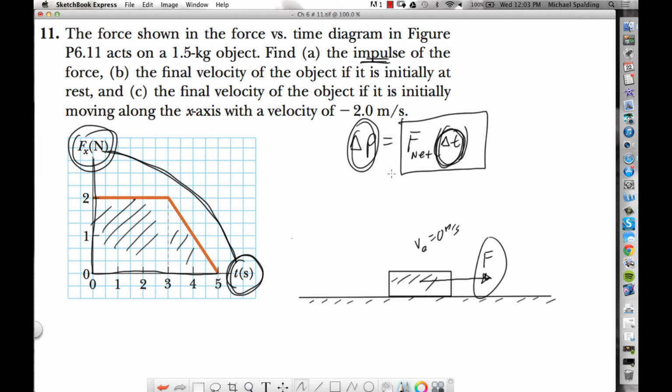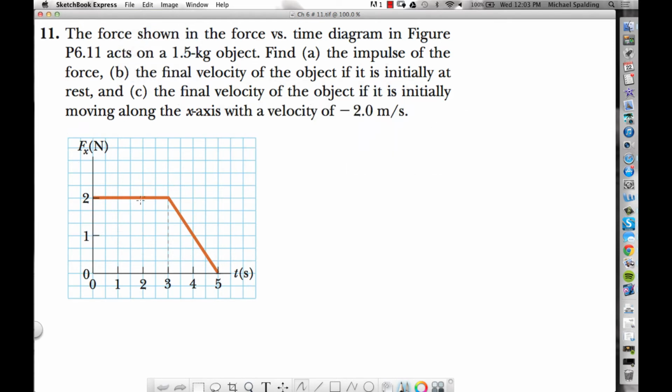The change of momentum. So the way you answer the first question, so let me revert this back, clean it up. The way you answer the first question for the impulse is you basically take the area under the graph. So you want to do two things. Break this into a square or a rectangle and a triangle. So what's the area of this rectangle?